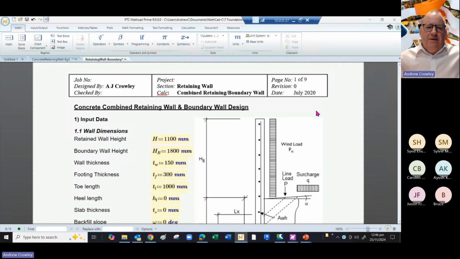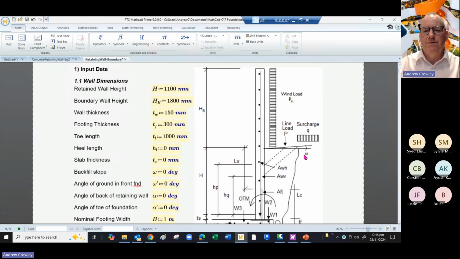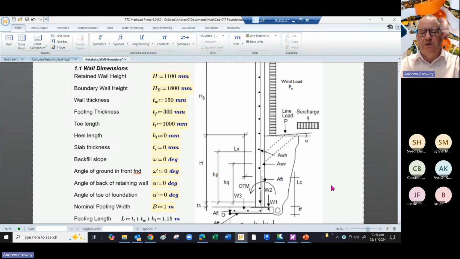So this is the Mathcad for the concrete combined retaining wall and boundary wall design. So this is subject not just to earth pressure, it's also subject to wind loading. So this was a real world example. This is one I did a couple of years ago on a real project. So it's a concrete retaining wall, rather high. So your retained height is 1100 and your boundary wall height is 1800. So you need to calculate what the wind load is as well as what the earth load is as well.